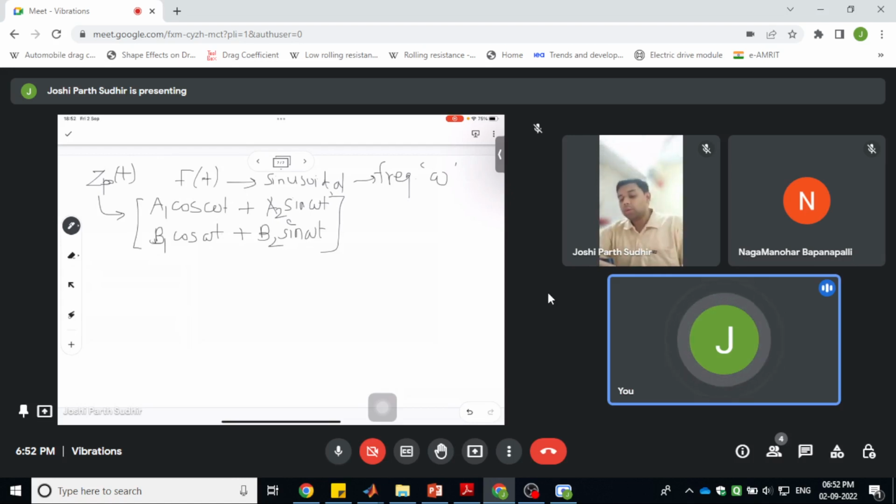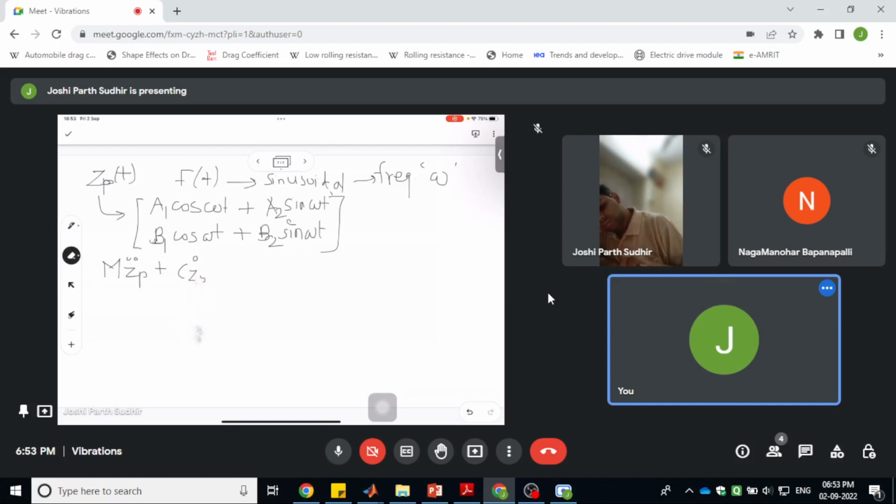To find out the values of a1, a2, b1, b2, we have to substitute the particular solution in the differential equation. So we will get m into zp double dot plus c into zp dot plus k into zp is equal to the forcing function.